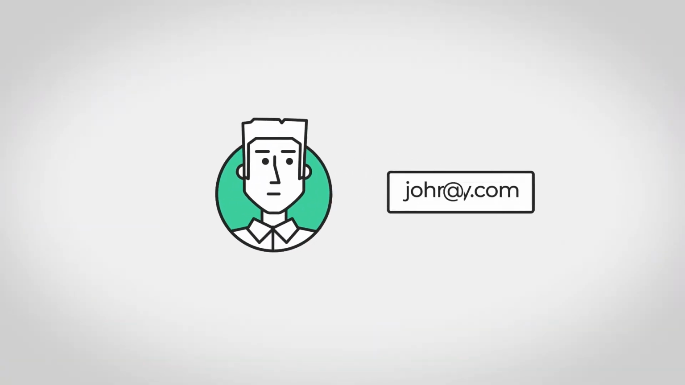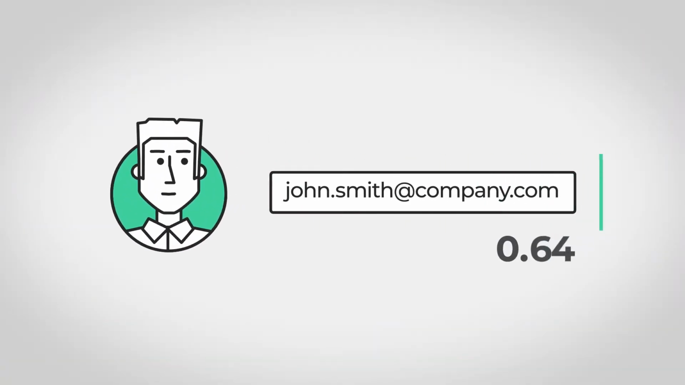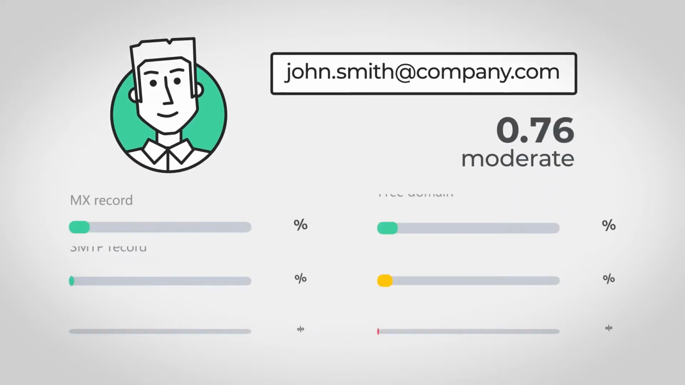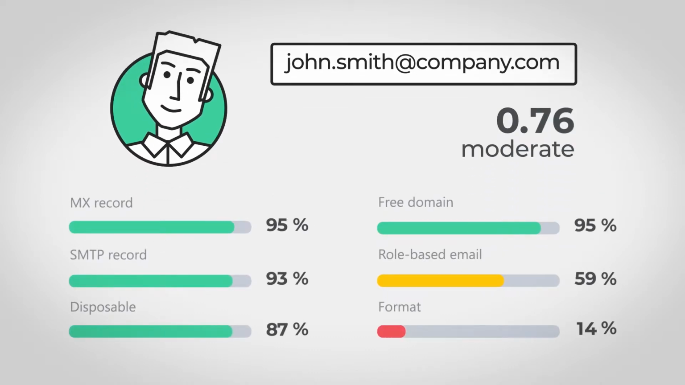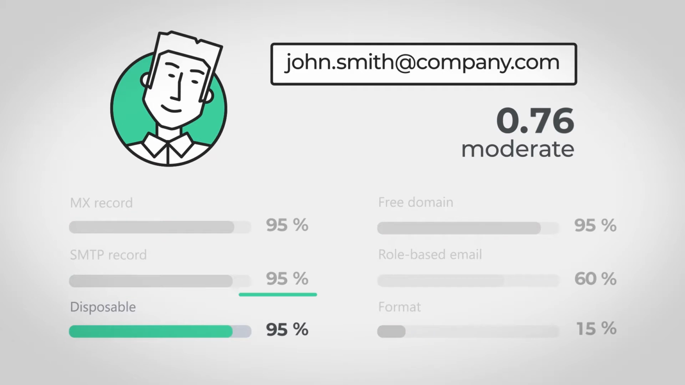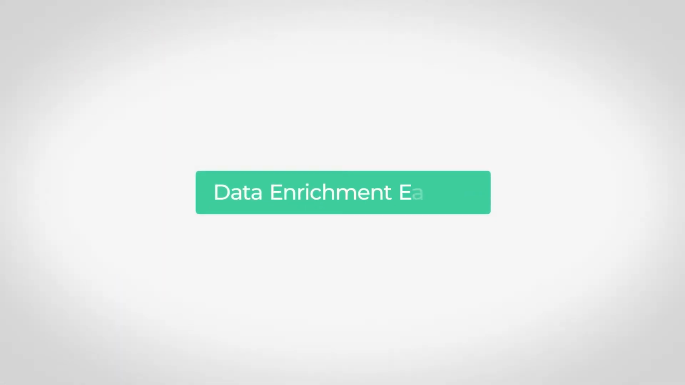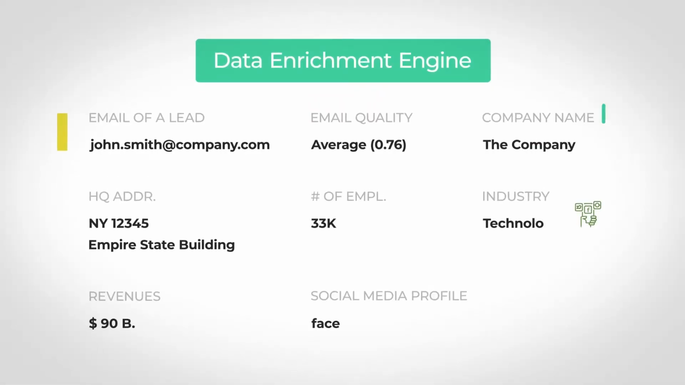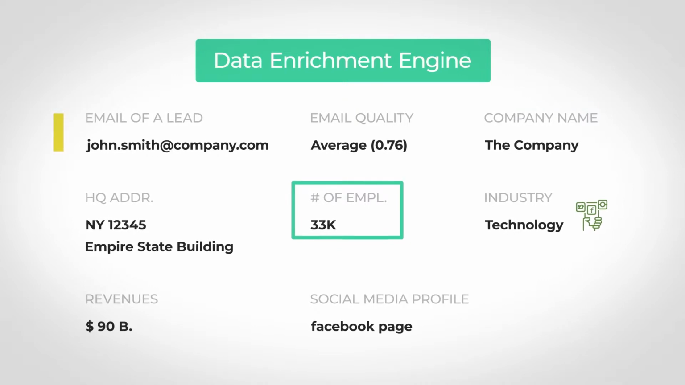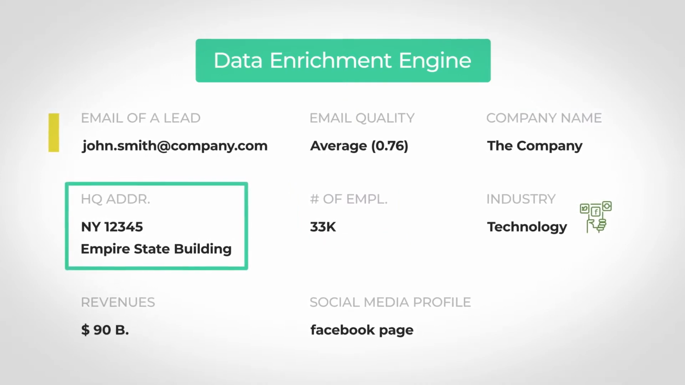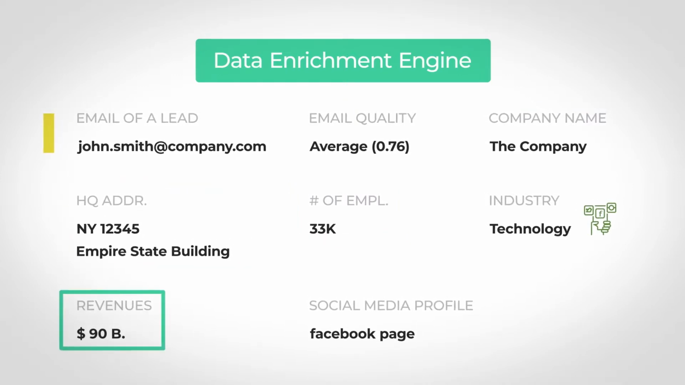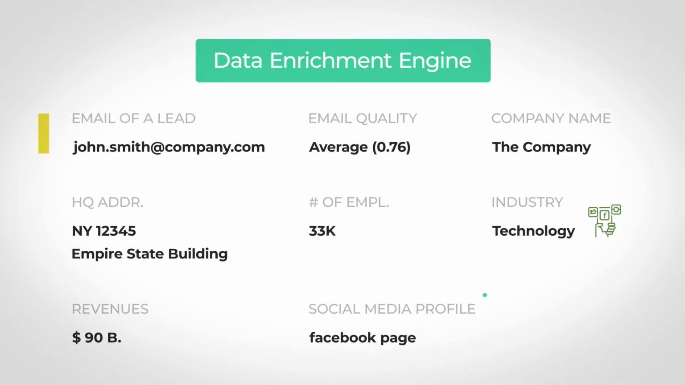Now, here's how it works. When your leads submit their email addresses, we're scanning them and give you a cumulative email quality score based on a whole slew of parameters, including but not limited to disposable check, MX and SMTP record check, email provider, email format. In parallel to that, Data Enrichment Engine adds tens of unique data points such as company name, number of employees, HQ location including full address and zip code, annual revenue, corporate social media profiles, and many more.